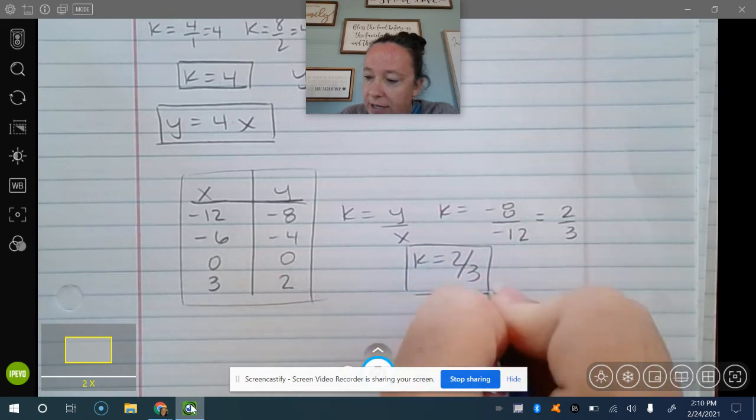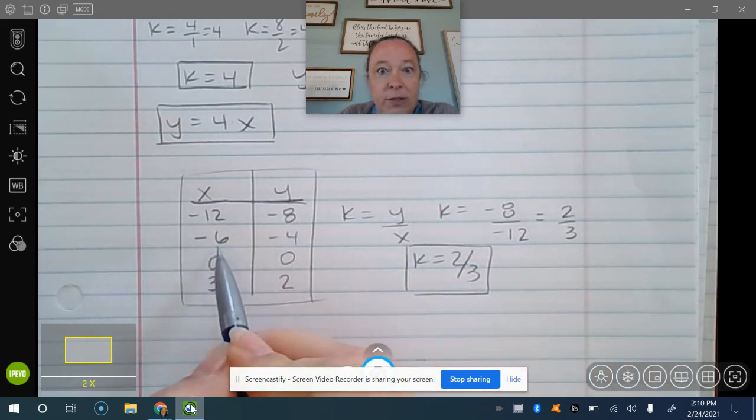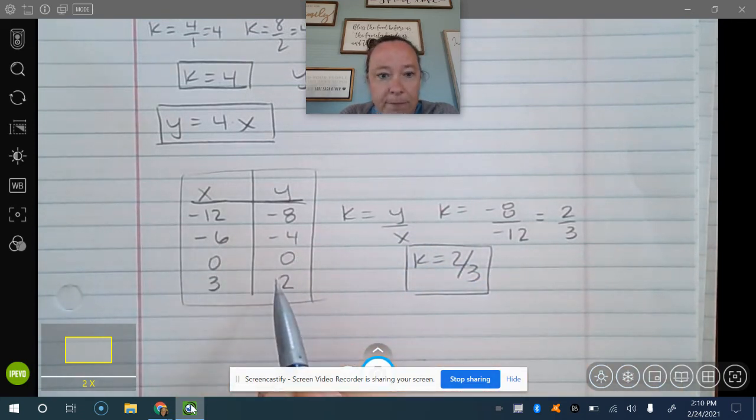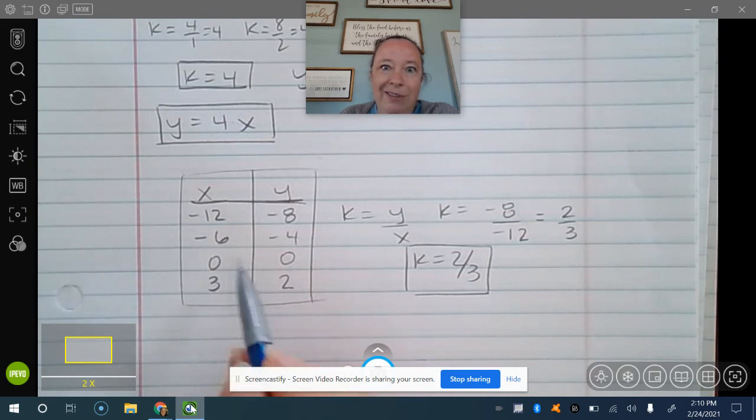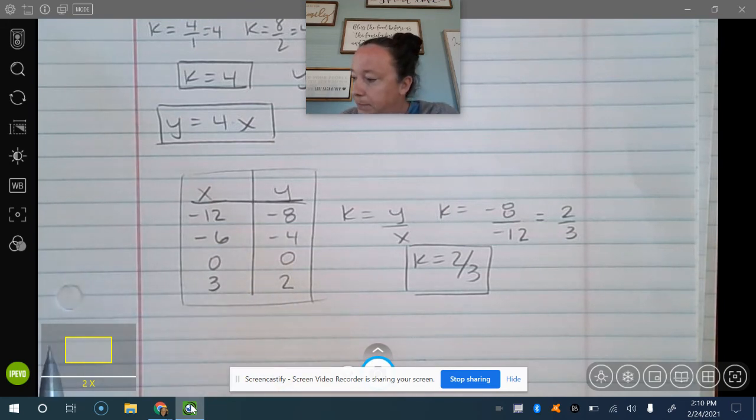And you can double check yourself here. Negative 4 over negative 6 would be 2/3. 0 over 0, we can't really even use that one. So we can just ignore that because it's indeterminate form. And then 2/3. So we've got k equals 2/3.